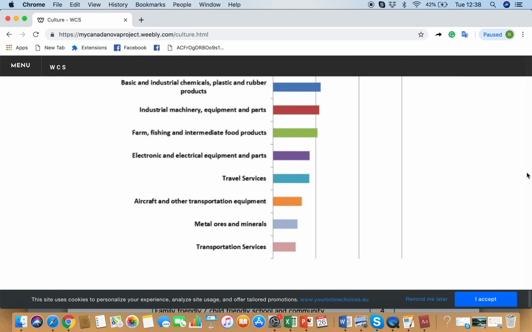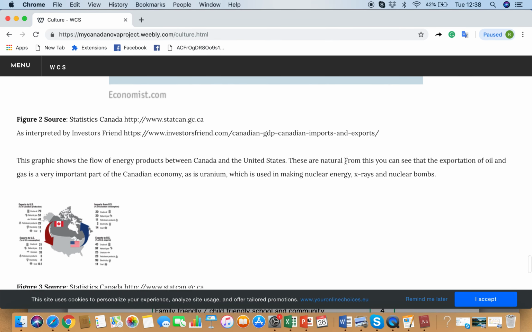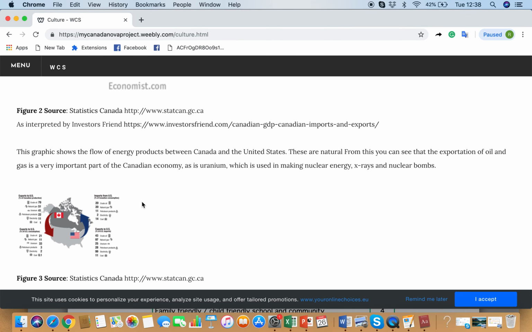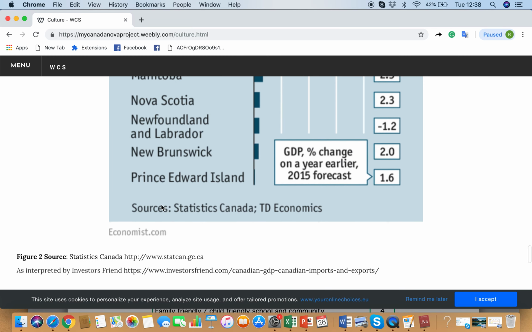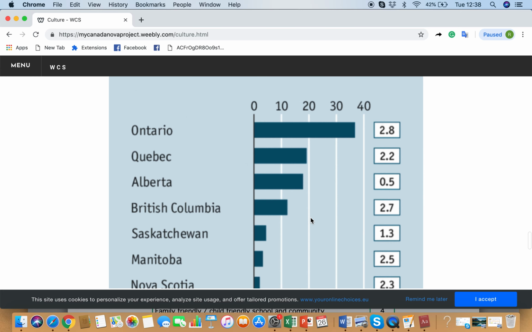Okay, so there's some more graphs. This one here happens to do with Canadian exports. This has to do with the trade between the United States and Canada. And this here is another graphic of which provinces dominate in the economy.